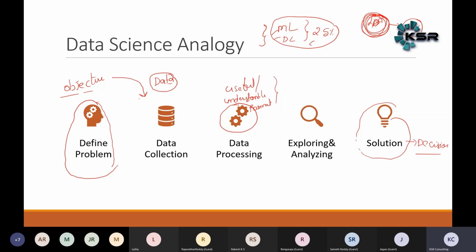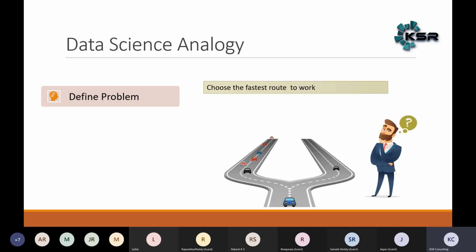So let's go with the first step, define the problem. I have taken a simple problem. When you define the problem, here is a gentleman, Mr. Rakesh. He is thinking about the two routes in front of him, route A and route B. In route A, many cars are traveling, while route B has no traffic at all, only one car is going. He may go at a higher speed. Now the gentleman is thinking about which is the fastest route to work.